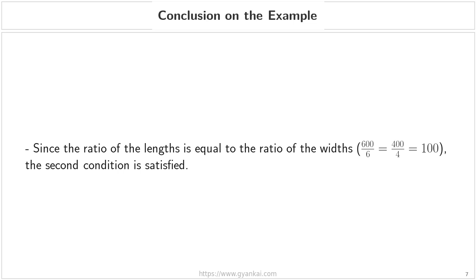If we look back at the calculations we just performed in the previous step, we can see that the ratio of the lengths, which is 600 centimeters divided by 6 centimeters, is exactly 100. Similarly, the ratio of the widths, which is 400 centimeters divided by 4 centimeters, also equals 100. Because these two ratios are identical, we have successfully satisfied our second condition, the proportionality of corresponding sides.